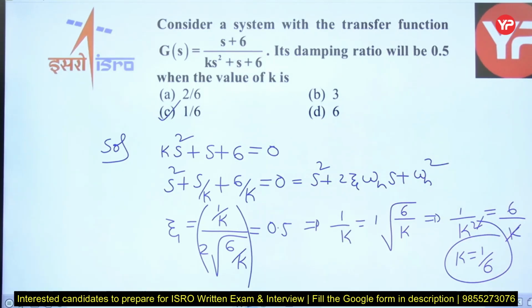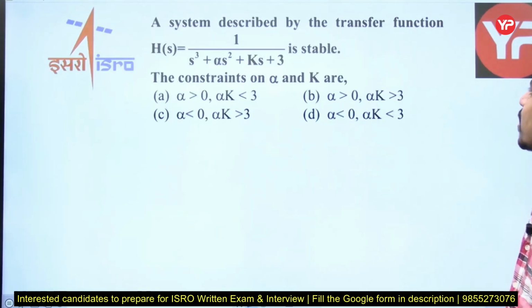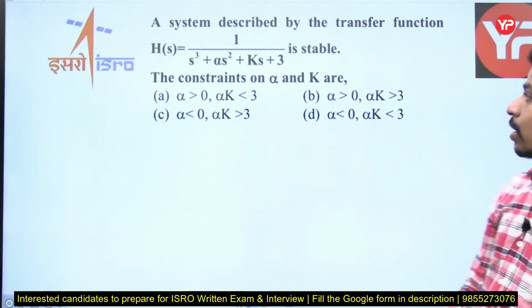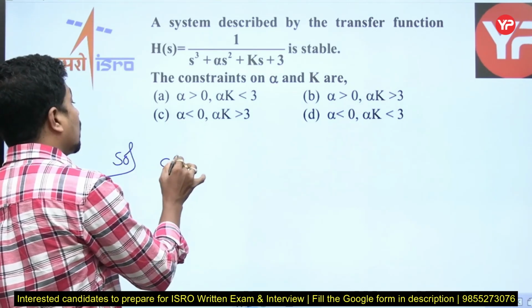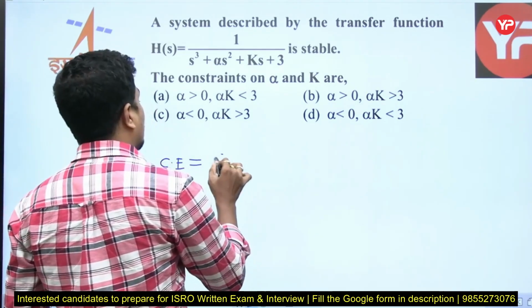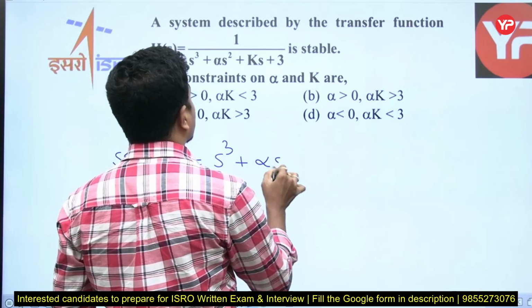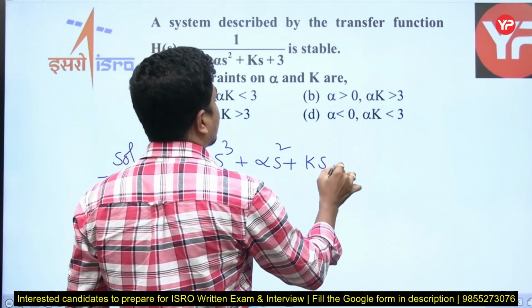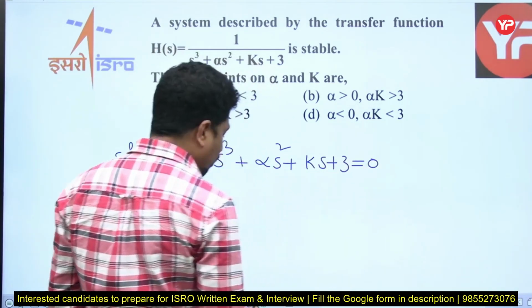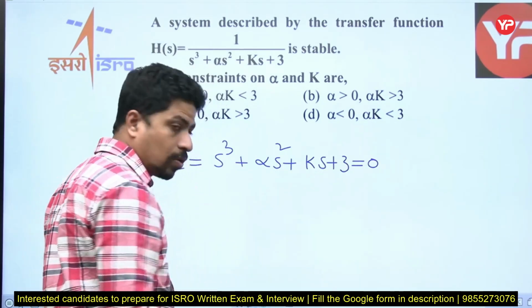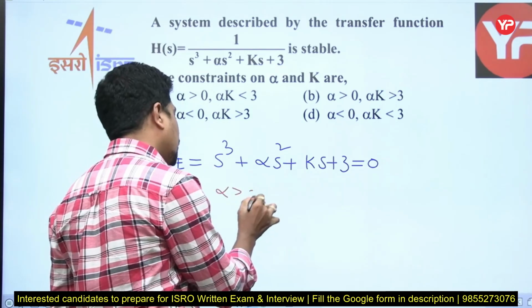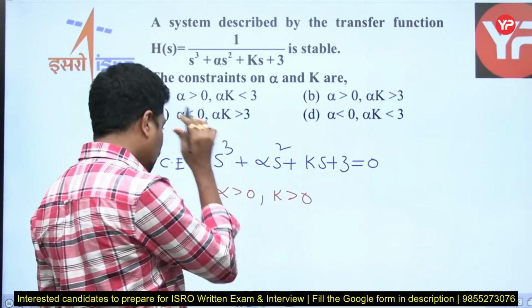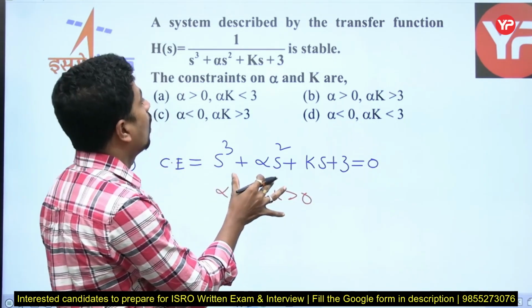Next question please. A system described by the transfer function, then the constraints on alpha and k are, we want that one to be stable, right? See, I am doing this one with the shortcut. Yes, characteristic equation is s cube plus alpha s square plus ks plus 3 is equal to 0. The shortcut for a third order system is, first of all, if you want to apply the shortcut, these things must be satisfied. That is, all must be positive, means alpha must be greater than 0, k must be greater than 0, and this is must and should required, anyhow, right?